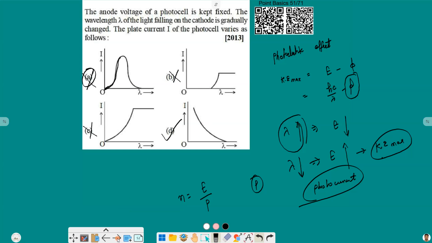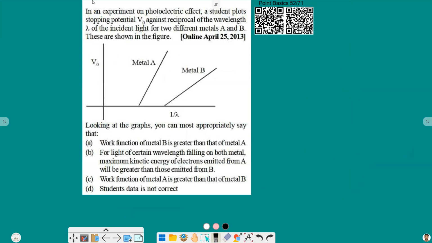So move ahead. In an experiment on photoelectric effect, a student plots stopping potential versus the reciprocal of the wavelength, so V naught versus 1 by lambda, for two different metals A and B. These are shown here. Looking at the graph, we have to find which of the statements is right. Now, first of all, we will find the equation which satisfies this graph.